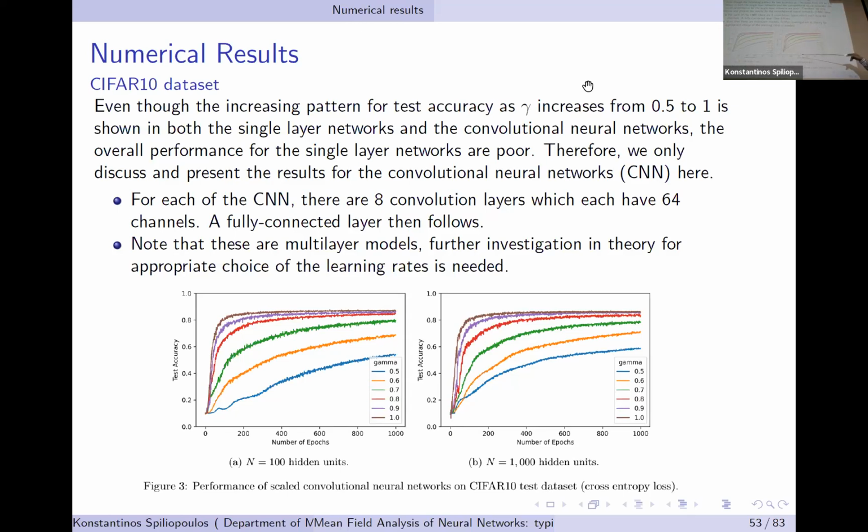But we did the scaling that I mentioned before, and again, without trying to optimize anything, we got that the test accuracy is increasing in the parameter gamma. So the mean field normalization, even for the convolutional neural network, is the one that works the best without having really to do anything really smart. And it achieves very high performance, very quickly.